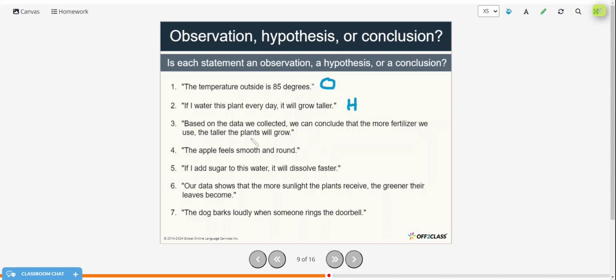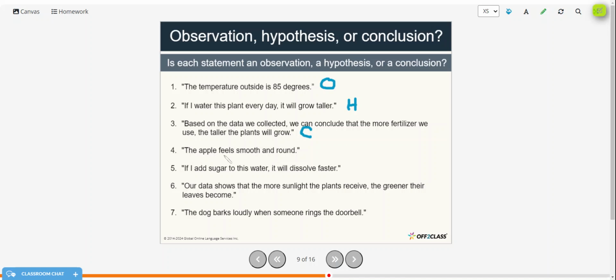Based on the data we collected, we can conclude that the more fertilizer we use, the taller the plants will grow. Well, that's a conclusion because it says it's based on data, so they've already done an experiment, and this is the conclusion they reached.